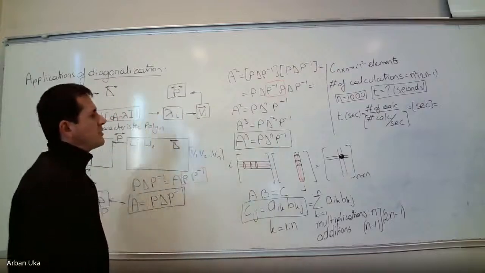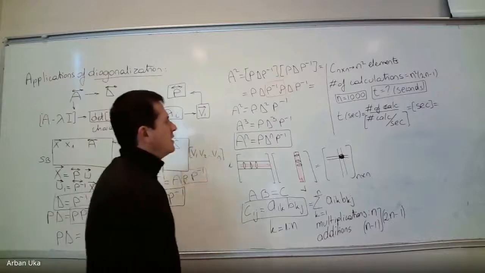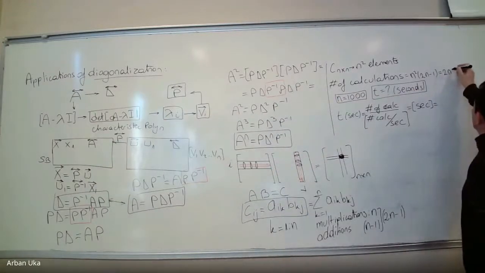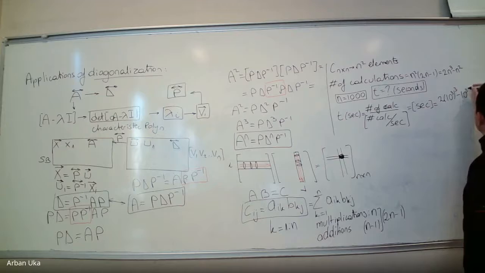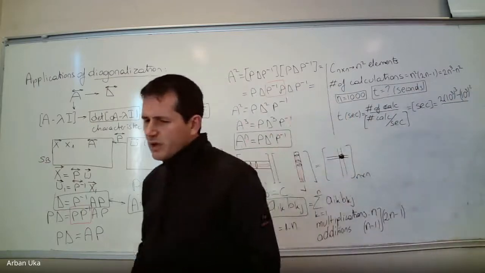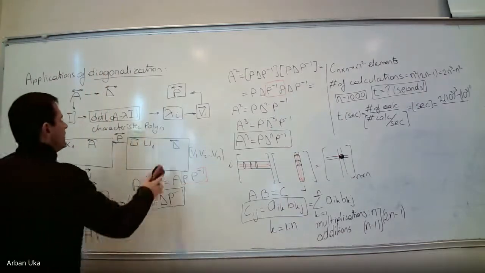So what is the number of calculations if we have n equal to 10 to the power 3? This is equal to 2n cubed minus n squared. So this is equal to 2 times (10 to the power 3) cubed, minus (10 to the power 3) squared, divided by, for a normal computer that we use nowadays, how many calculations it can do in 1 second?